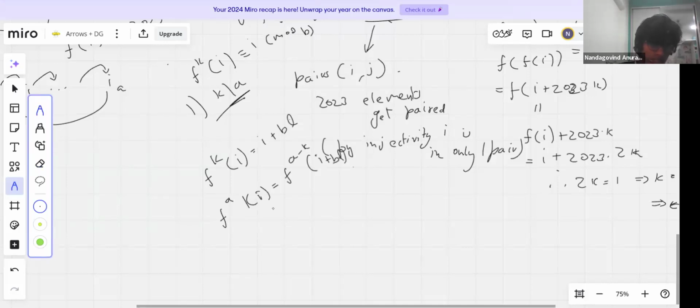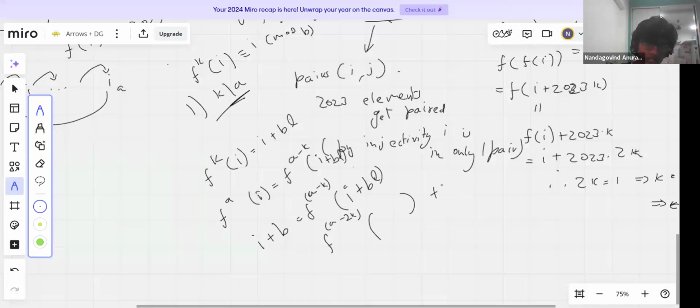And then the point is, now we can say that this is I plus b. So this is f of a minus k times I plus bl. And yeah, the point is this thing I can subtract k from again. So this will be f of a minus 2k times this thing plus some b dash l, right?